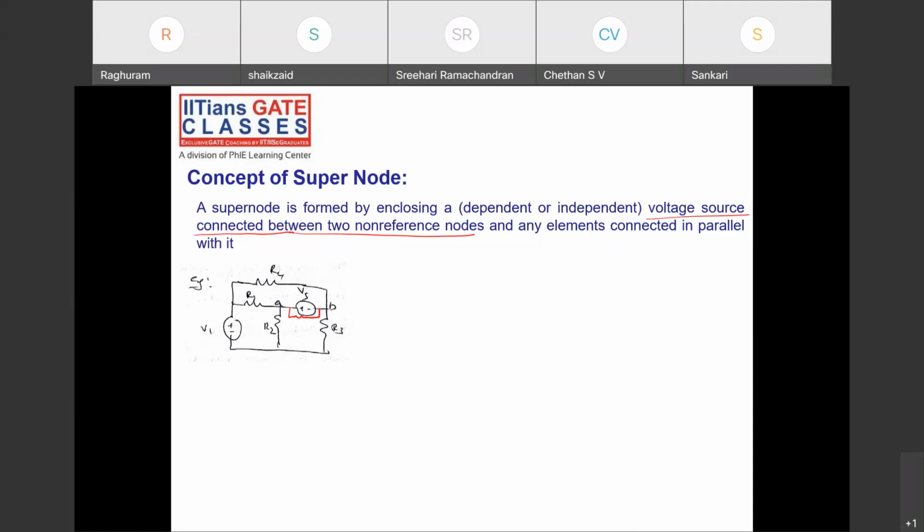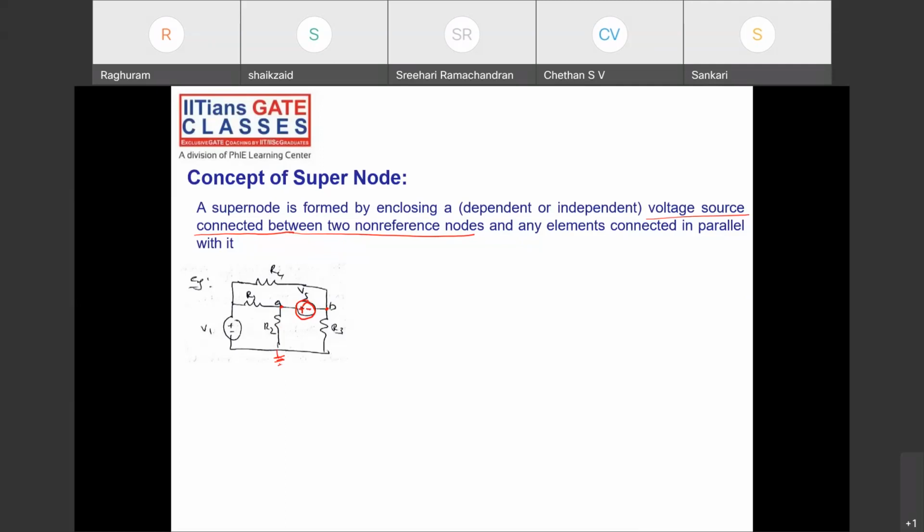So how to write the supernode equation? This is a voltage source. If you see here, this is a supernode. A voltage source is connected between two non-reference nodes. This is my reference. Two non-reference nodes, and I have a voltage source. How do I write a supernode equation?